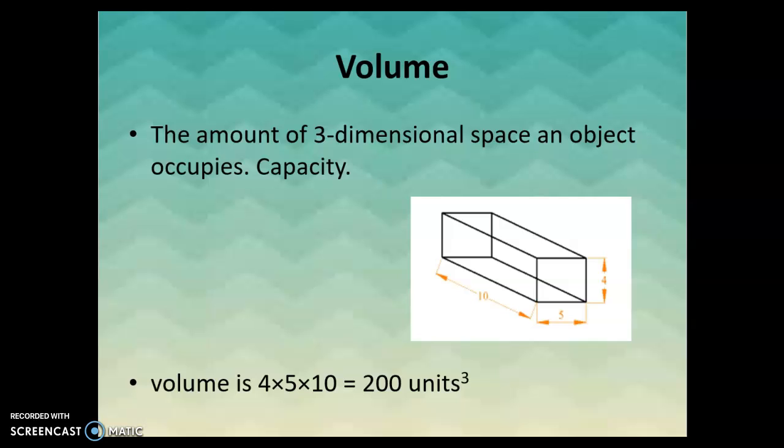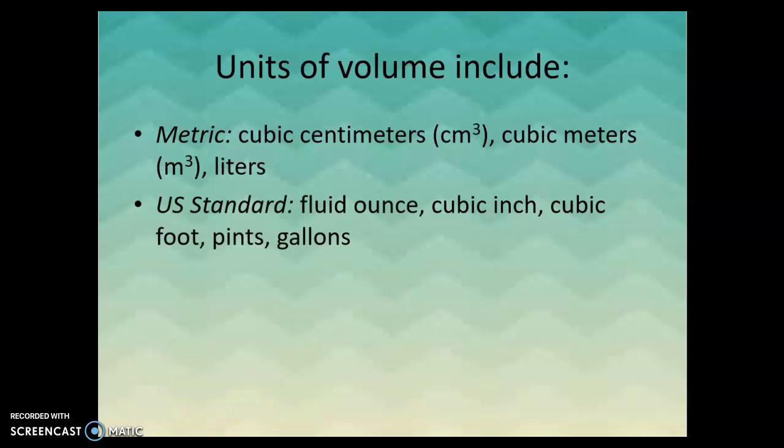And volume, unlike area, if you remember area, we had to multiply 2 sides. So it was inches times inches, inches squared, or meters times meters, meters squared. In volume, we're multiplying 3 things. If you take a look at this shape, we've got 4 units times 5 units times 10 units. When we multiply all 3 of those things, height, width, and depth, we get 200, and we would describe it with units cubed because we were multiplying units times units times units.